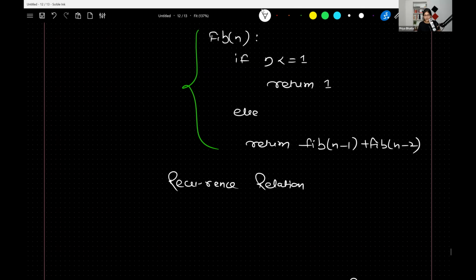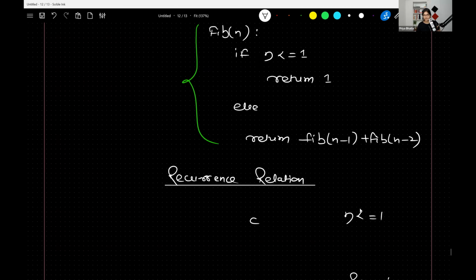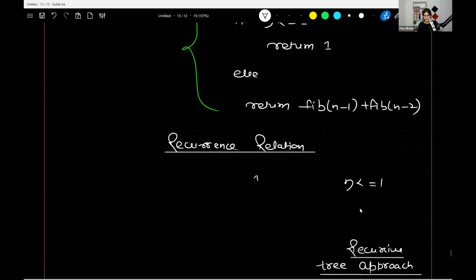Very good. So here, the recurrence relation will be when the value of n is less than equals to 1, it's a constant again. It will be 1 only, right? We are returning the answer as 1. If the value of n is bigger than 1, in that case, can I say it will be T of n minus 1 plus T of n minus 2 plus c, constant task for the addition part, right?